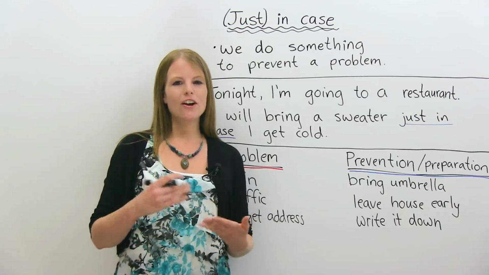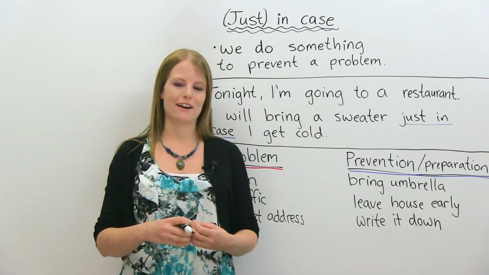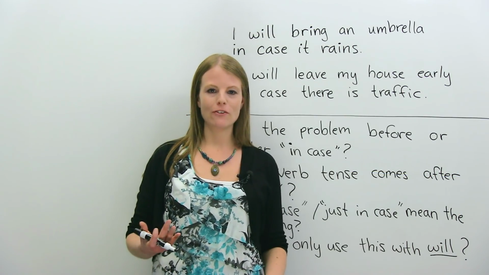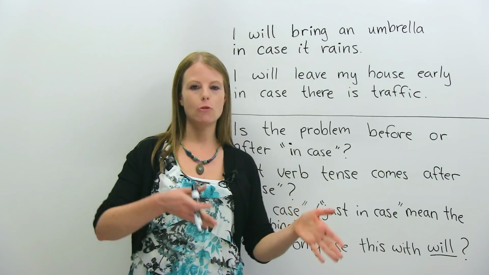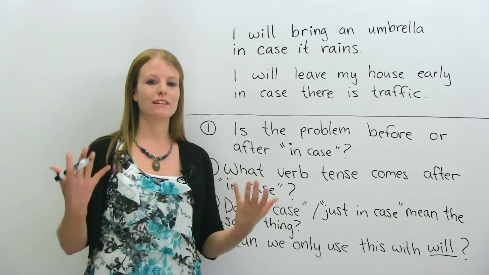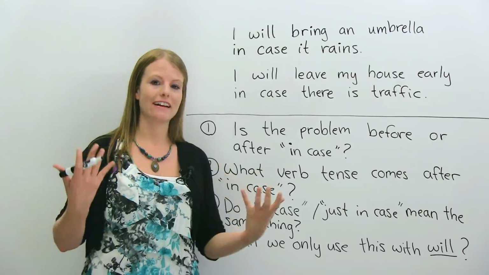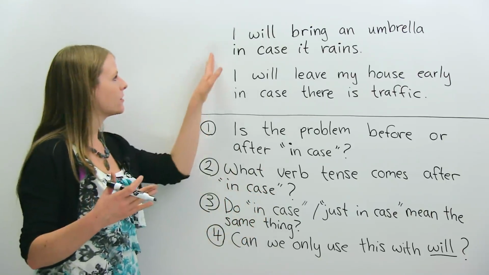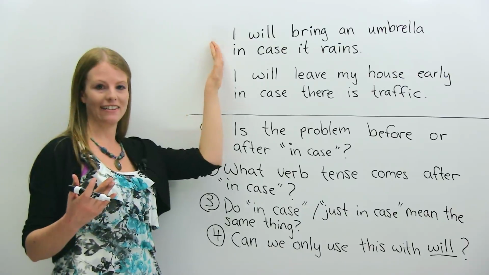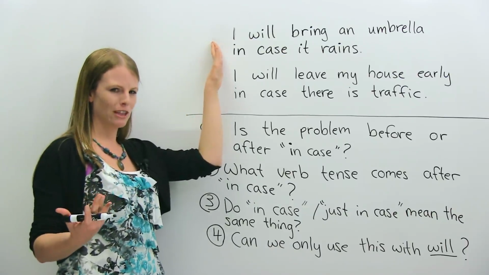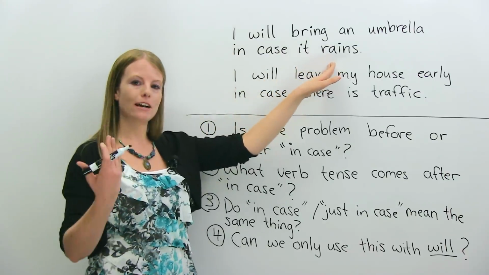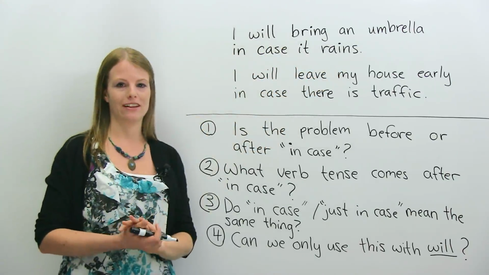Okay, so now we are going to look at the grammar of just in case or in case. Okay, so we've already looked at what are problems and how we prepare or prevent problems. Now let's look at some examples of how we create this sentence in a grammatical fashion. So I have here the sentence, I will bring an umbrella in case it rains. Do you remember what the problem is? The problem is it rains, and the preparation is bringing an umbrella.